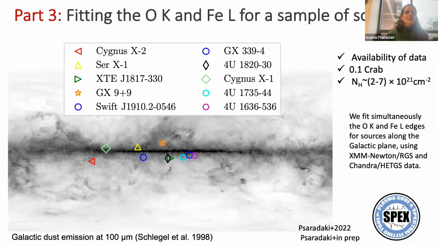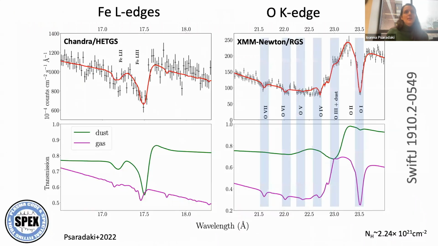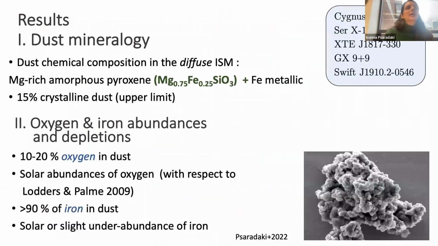So we need to choose the X-ray sources. We need to choose bright sources along the galactic plane to have a lot of dust. One of the criteria, of course, is the availability of data in the Chandra and XMM archives, and also the column density, because depending on the edge that we want to study, we need to pick the column density. So we chose a number of sources along the galactic plane, and we came up with some results about the dust mineralogy by studying both the oxygen K and iron L edges together.